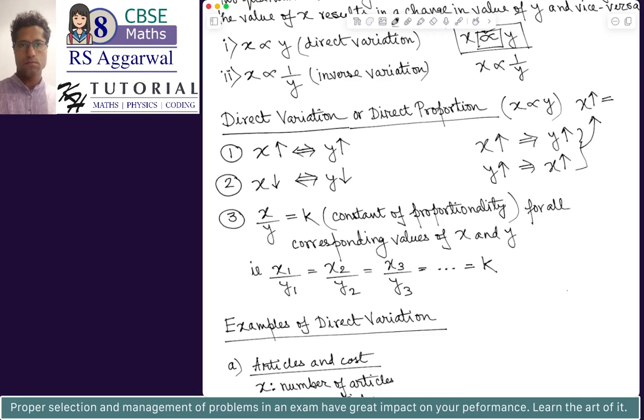So this is using the double implication. This is double implication, where we have the arrowhead on both the sides, and these are single implication. Okay, so when x increases, y increases, and if y increases, then x increases.